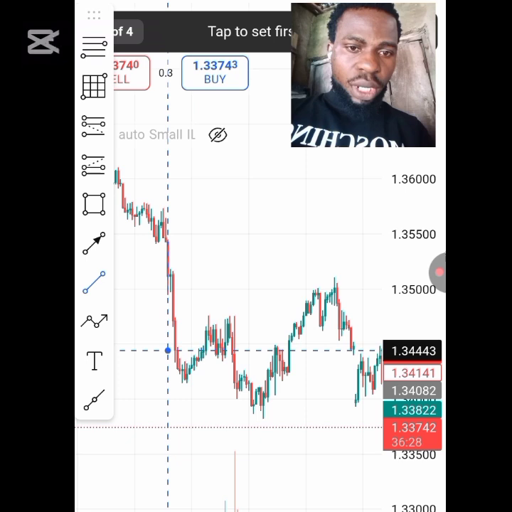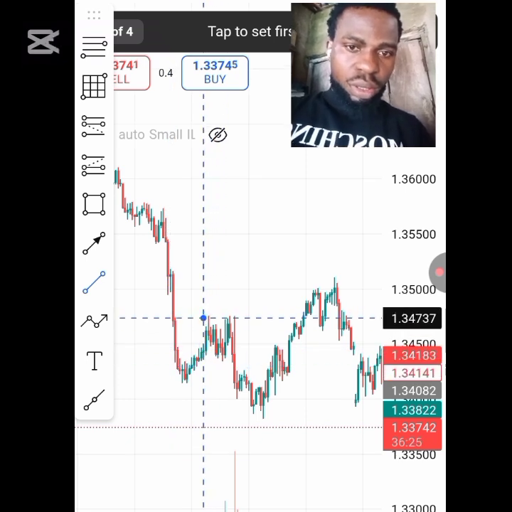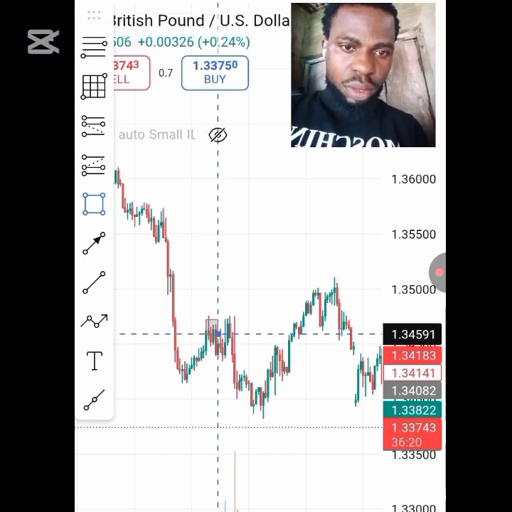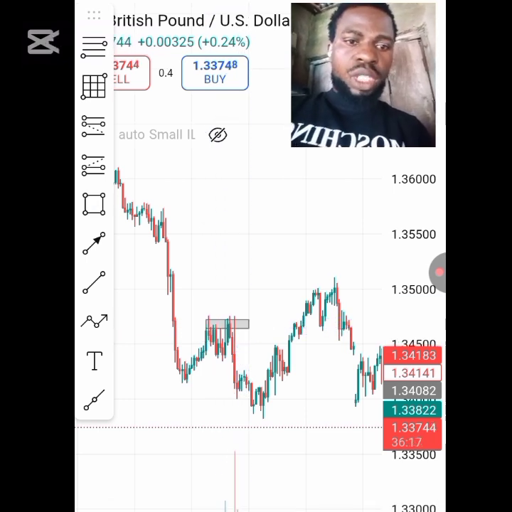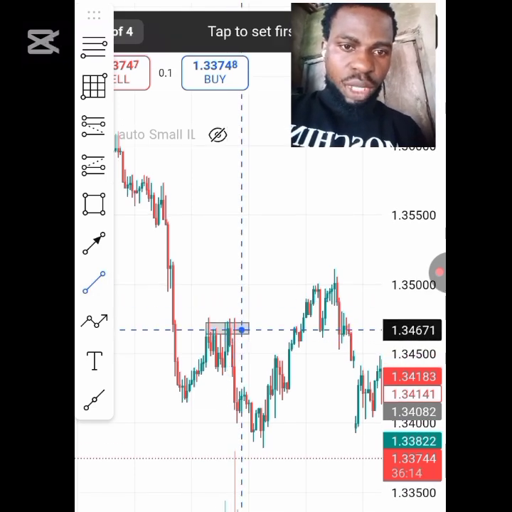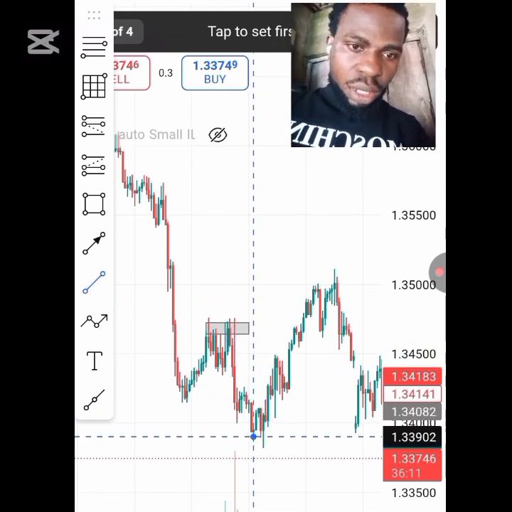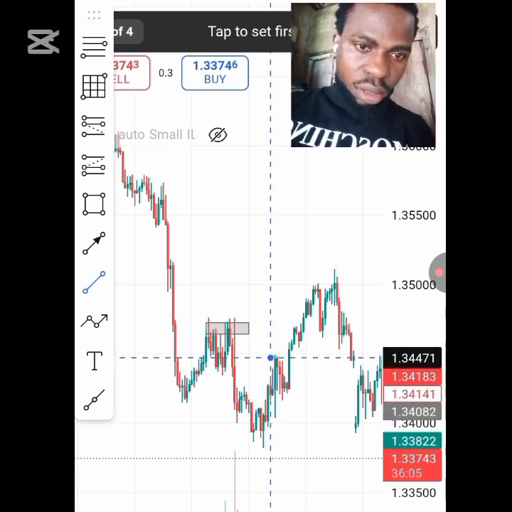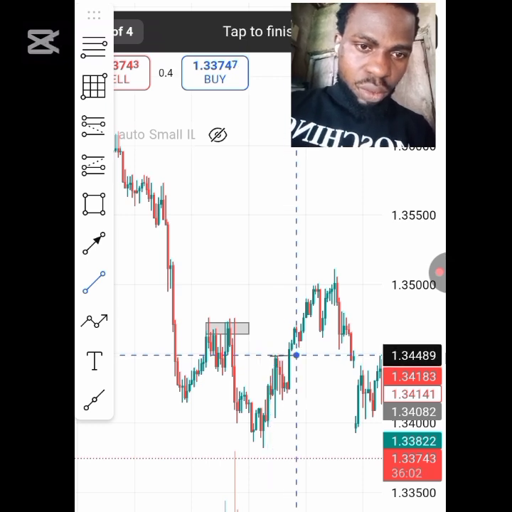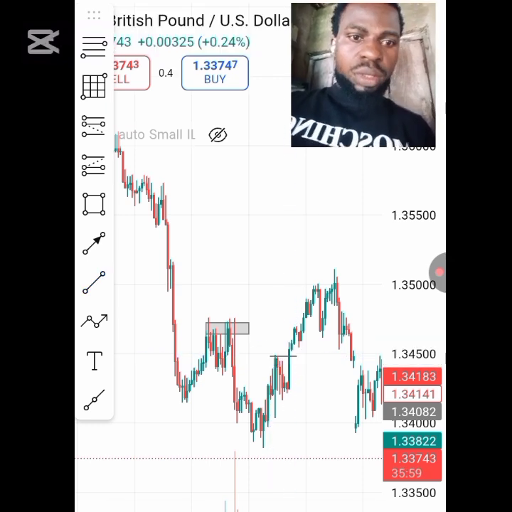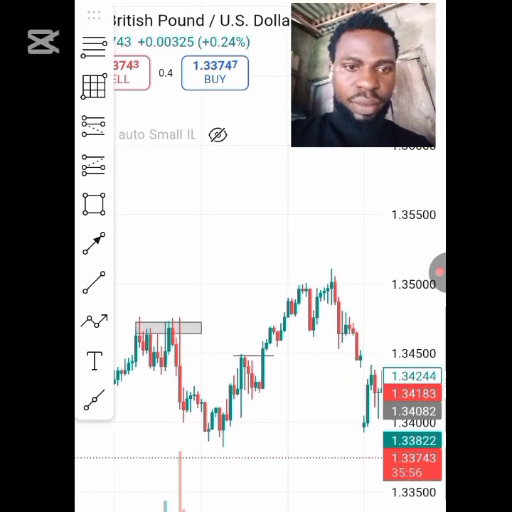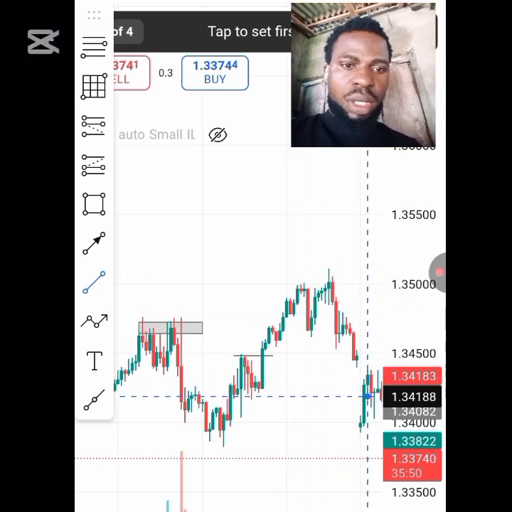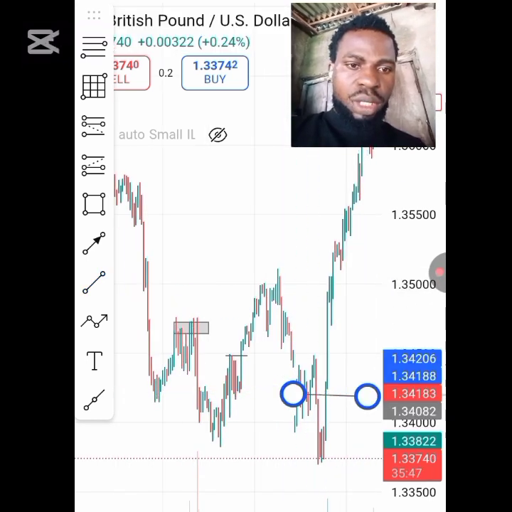So it tried to break out from here. It couldn't break out. This is the wick, which made it reject from here. It went down again. Then it started coming up again, which it broke. It gave an internal break of structure. We call it change of character. So there was a change of character here, which made it start going up.